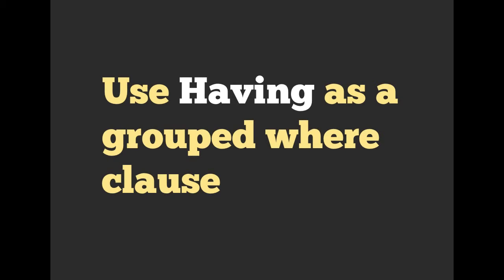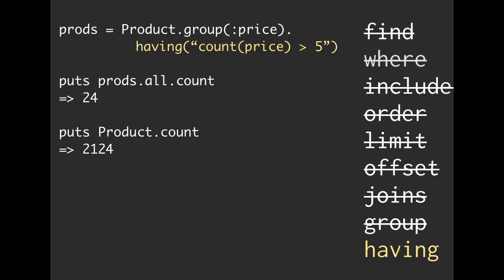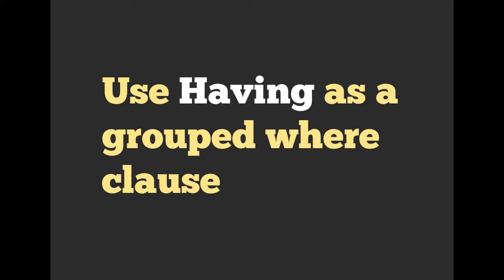So I like to think of having as a grouped where clause. So if we go back, price is in our database. Price is a part of our database. It's stored in our data structure. But if you're grouping price and then you're counting it, that's not stored in our database. That's kind of like a virtual attribute. So if we group all of our products that have a similar price and then we count all of those, that's not going to be stored directly in our product. If we wanted to do a where clause against that, then we could use having. So again, I think of having as a grouped where clause, or just using it for virtual attributes.